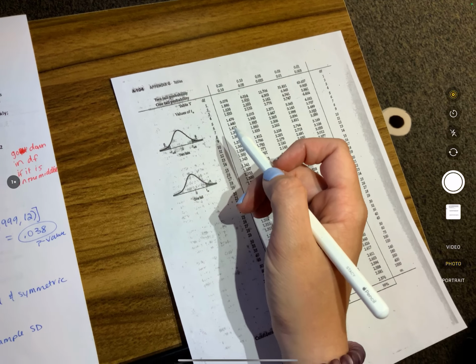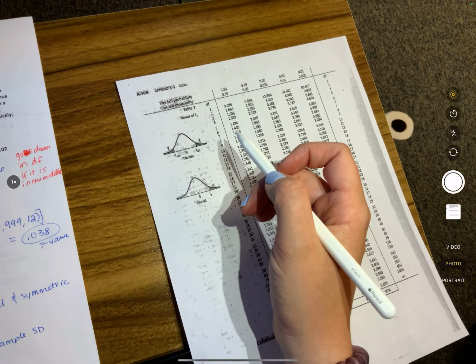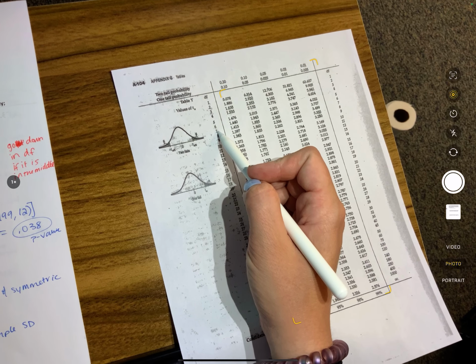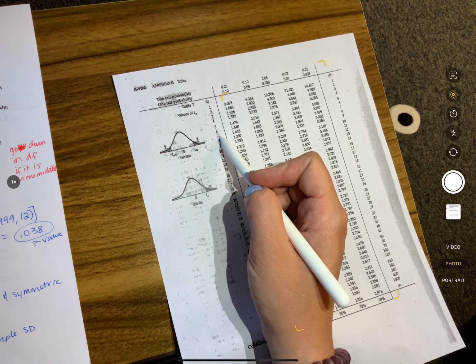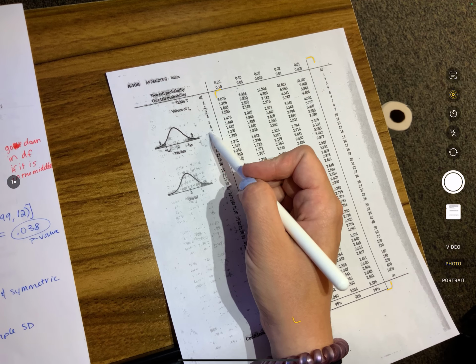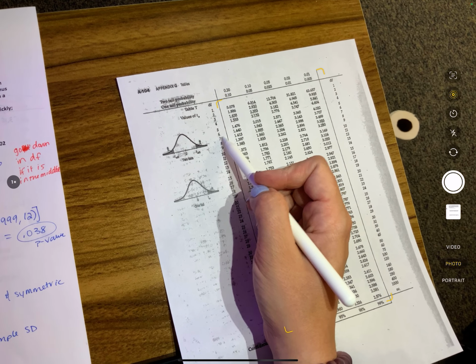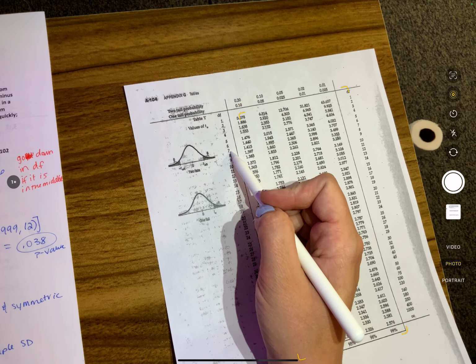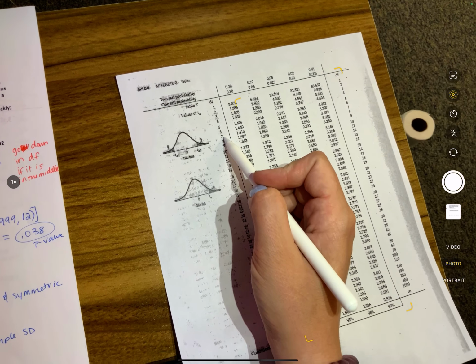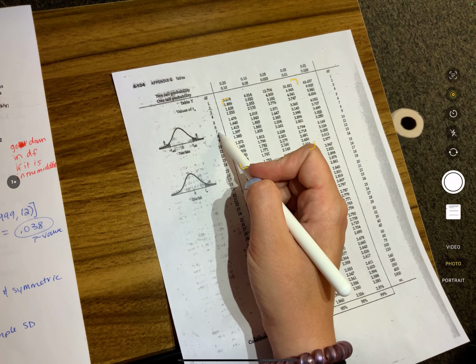Okay, so it said degrees of freedom is 7, so we come down to degrees of freedom being 7. If it doesn't tell you, it's n minus 1, but this one specifically says degrees of freedom is 7. It would have said something like n is equal to 8, which would give you 7 degrees of freedom.